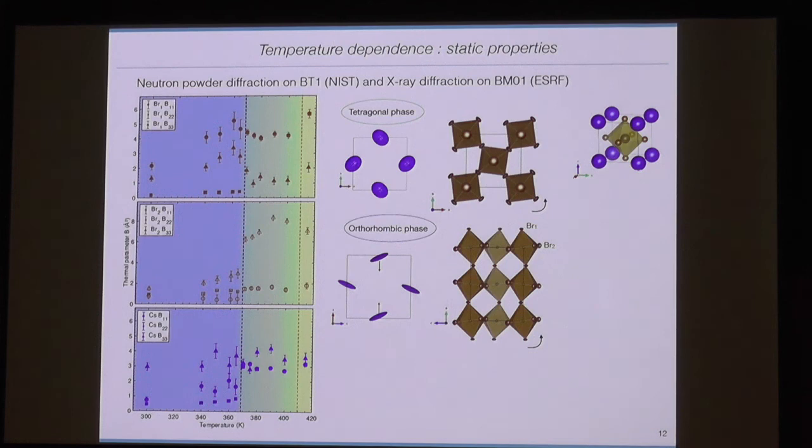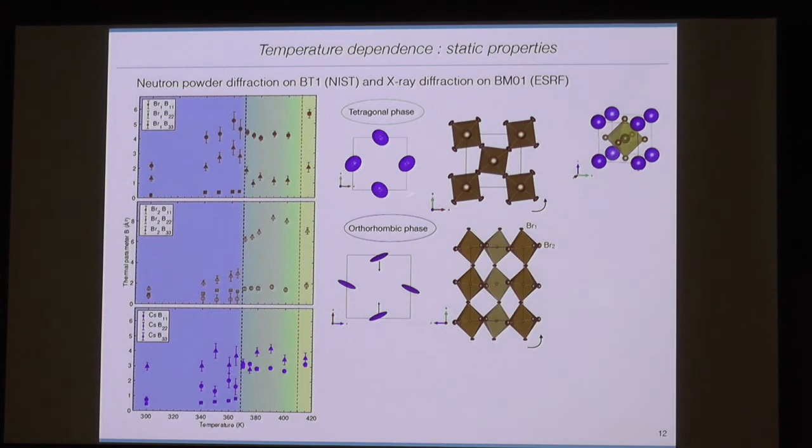And this is an illustration of these thermal parameters in real space. So the blue ellipsoid corresponds to the cesium displacement, and the brown ellipsoid corresponds to the bromine displacement. So what we can see is that in the cubic and tetragonal phases, the bromine displacements are quite large and anisotropic. And then when we go towards the orthorhombic phase, the cesium becomes very anisotropic too and large. So we can see it better with this ellipsoid.